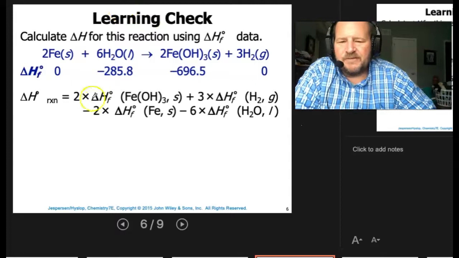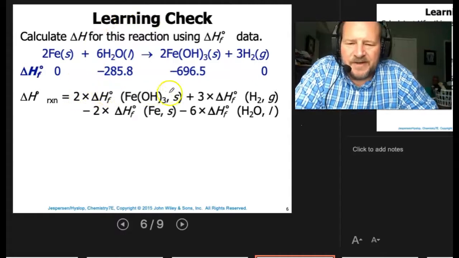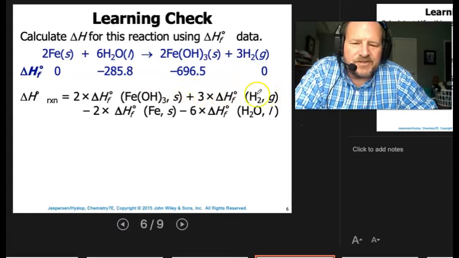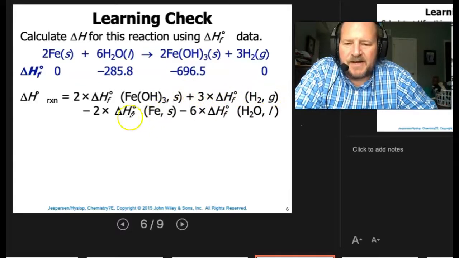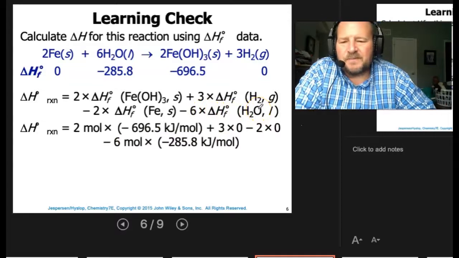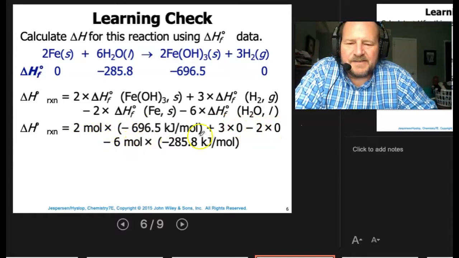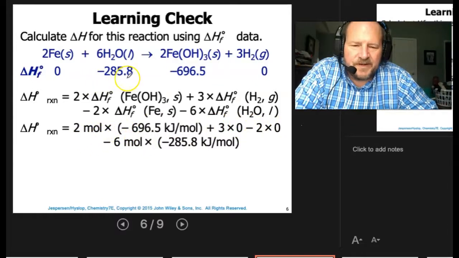Delta H of reaction then would be 2 times the formation of the iron hydroxide plus 3 times the formation of the H2 gas minus the reactants, which would be 2 times the formation of the iron minus 6 times the formation of the water. And then plug those values in, so we get 2 moles times the negative 696, plus 3 times 0, minus 2 times 0, they were both elemental, minus 6 times the 285.8.